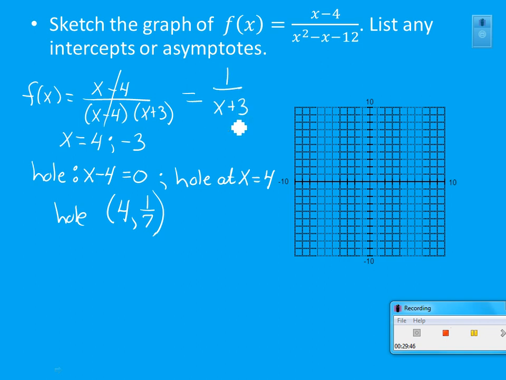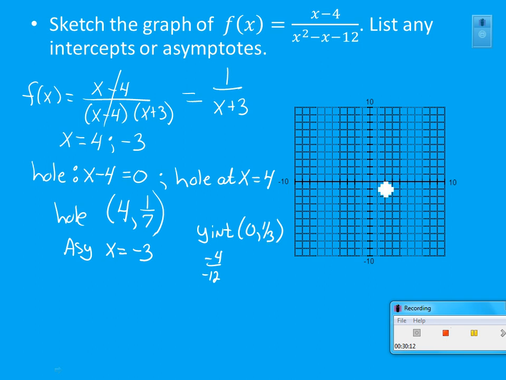The one that you cannot get rid of, this x plus 3, you can't get rid of that. So there's going to be an asymptote at x equal negative 3. The only other obvious thing I'm going to do, the y-intercept. If I let x be 0, I've got negative 4 over negative 12, which yields me 1/3.